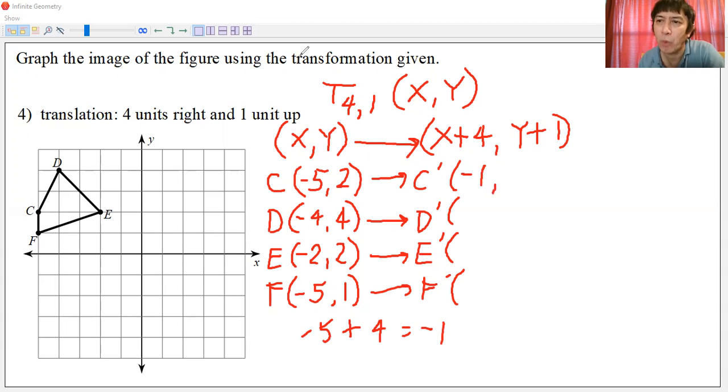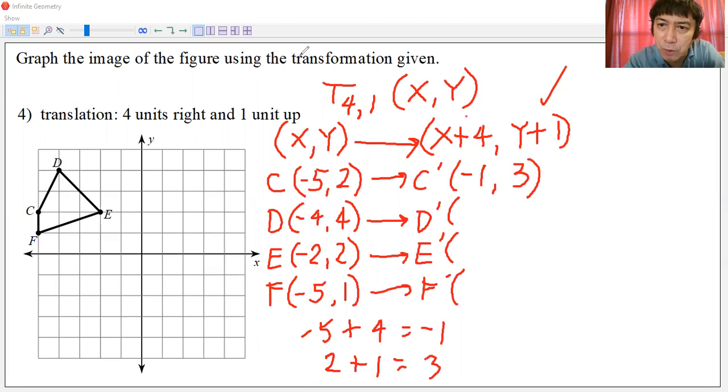All right, how about the y value? The y value for point C is 2. And what are we supposed to do? We're supposed to add 1. That makes 3. So our computed value here is 3. Now we're going to do that for D, for E, and for F. All right, let's do our point D.